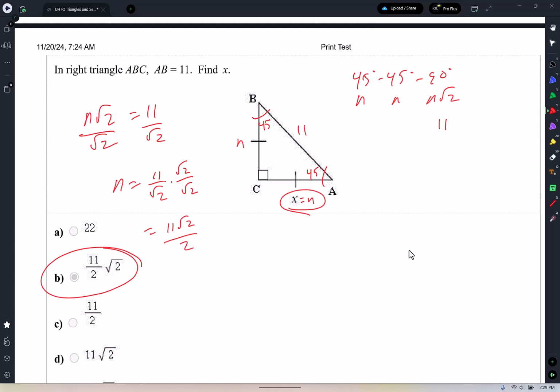That's not the only way to do it. You could have done it with the Pythagorean theorem also, but I think it's easier that way with 45, 45, 90 properties.